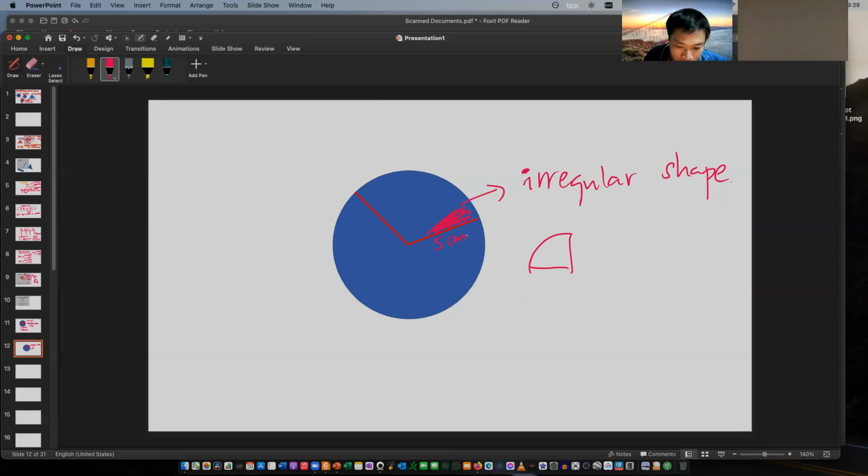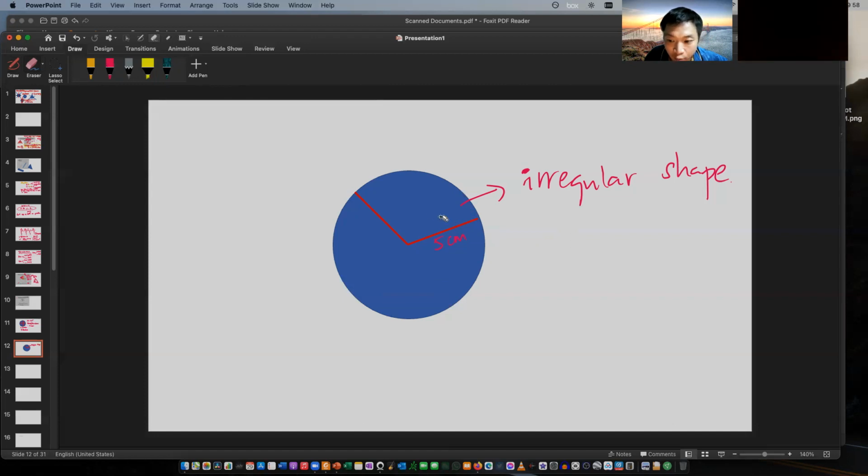So let me take over. But I like the way you put out your ideas. You might not get 100%, at least you get 30%, not the 0. Very good attempt. So now the question is, how can we find the area of an irregular shape?